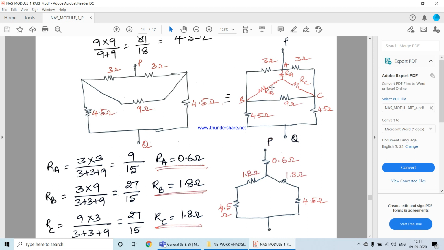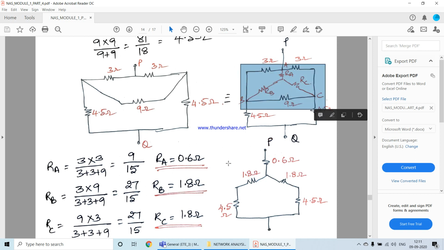Now similarly RB, the adjacent resistors are 3 ohms and 9 ohms. Therefore 3 into 9 divided by 3 plus 9 plus 3. 27 by 15, I get 1.8 ohms. Similarly for RC, the adjacent resistors are 9 ohm and 3 ohm. Therefore 9 into 3 divided by 15, which is 27 by 15 again, I'll get RC equal to 1.8 ohms.